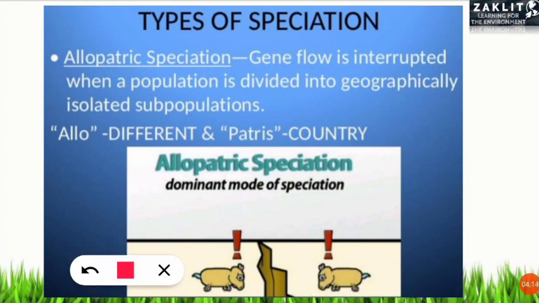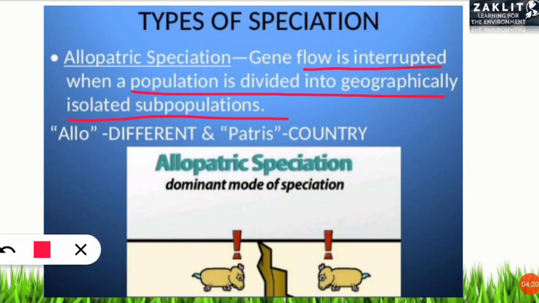That means the gene flow is interrupted when a population is divided into geographically isolated subpopulations. So here a geographical barrier is seen, and only then do we get this kind of speciation. So how is this happening? For example, you should know the meaning of allopatric.